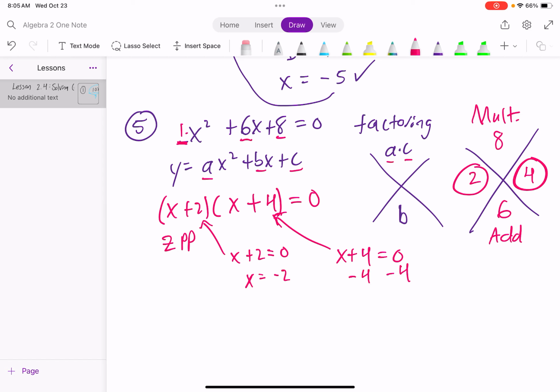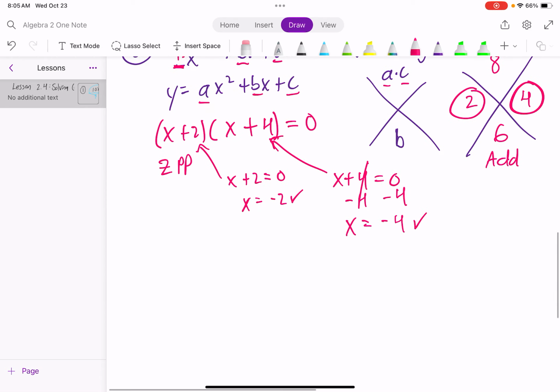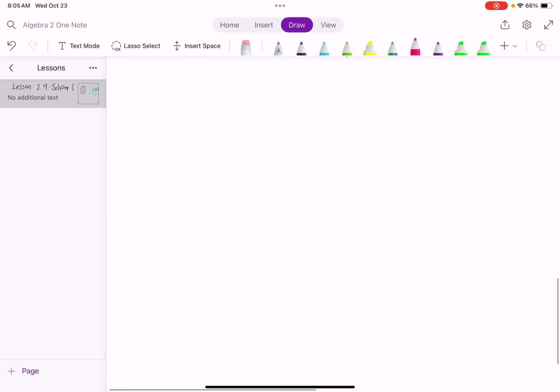Let's subtract by 4 on both sides to isolate the x. And if you plug those in, you'll see that these also work. All right, so we solved for x.